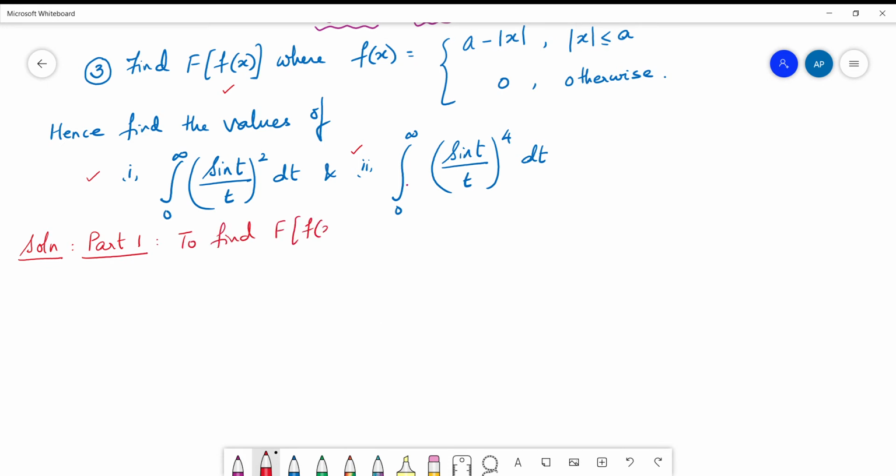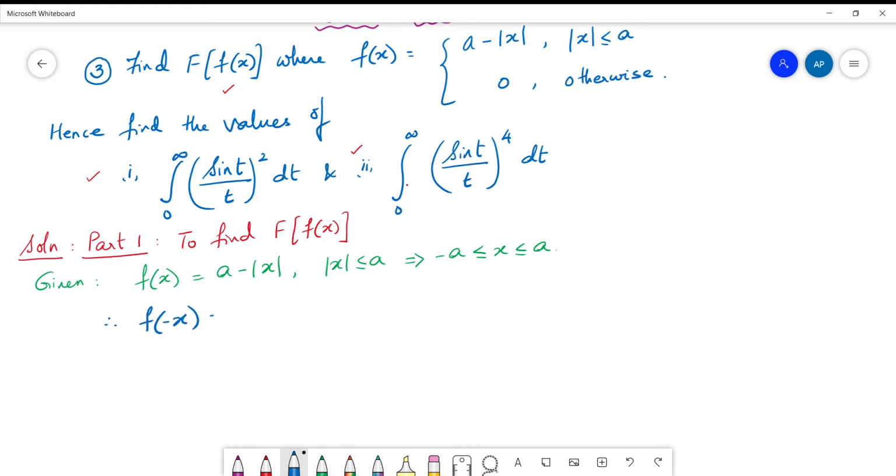So let's start by writing down what is f of x given to us. So the given function is f of x equal to a minus mod x. And what is the interval in which it is given? Mod x less than or equal to a. I'm sure by now we know that mod x less than or equal to a is minus a to a is the interval. So now we have to check the nature of f of x. So we consider f of minus x. So it's a minus mod of minus x. I have to replace x by minus x. So that gives you a minus mod x.